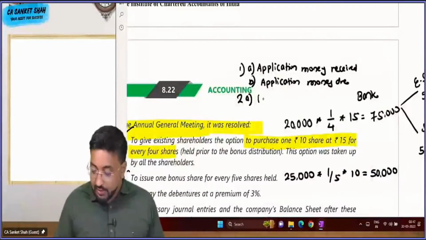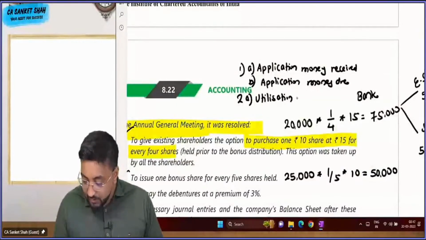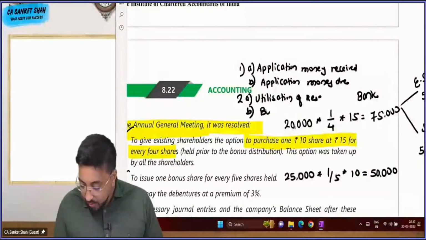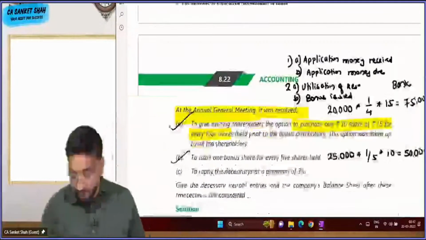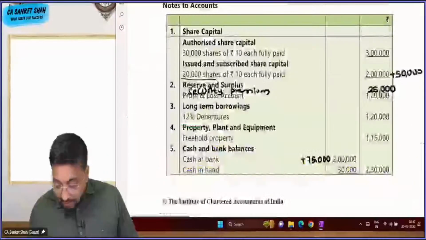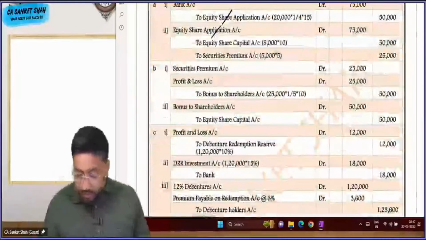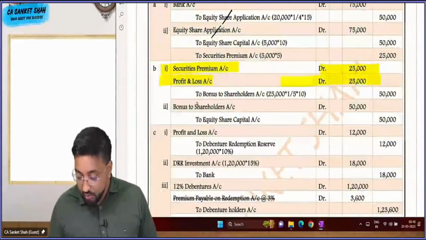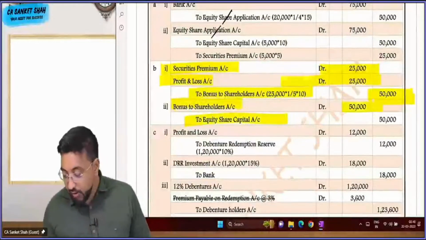Utilization of reserves first. Utilization of reserves. And B, bonus issued. So which reserves do you use, beta? First one, security premium. So what is the entry? What is the balance in security premium? 25,000. So security premium account debit, then P&L account debit to bonus to equity shareholders, and bonus to equity shareholders to equity share capital.